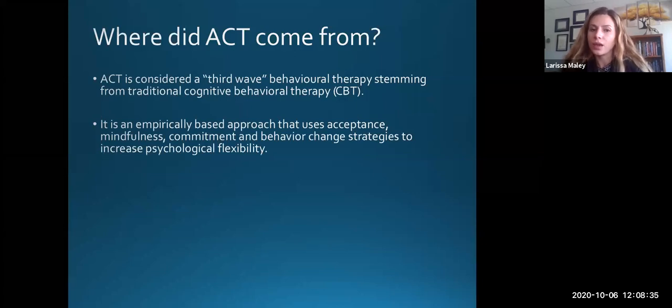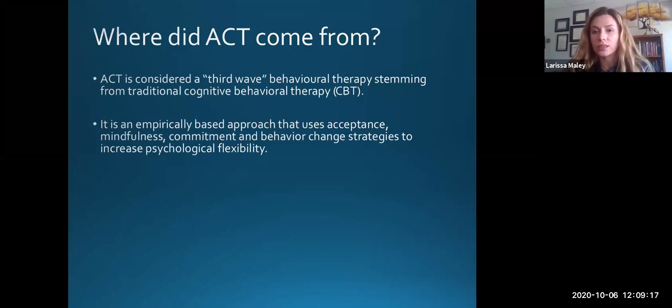It is empirically based, which means they've done numerous, into the thousands at this point, gold standard clinical trials using ACT manuals or ACT protocols for a range of conditions. They've even done dismantling studies to look at which are the components that are responsible for some of the change that we see with this therapy, looking at the acceptance pieces, the mindfulness pieces, the commitment to change pieces, and all of them seem to be necessary aspects in increasing psychological flexibility.